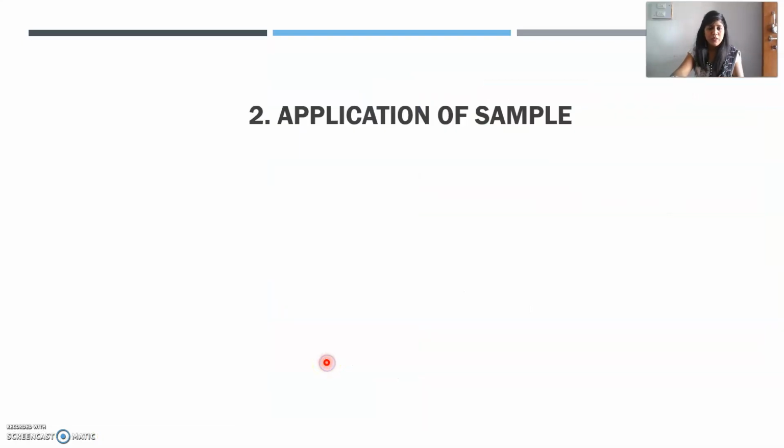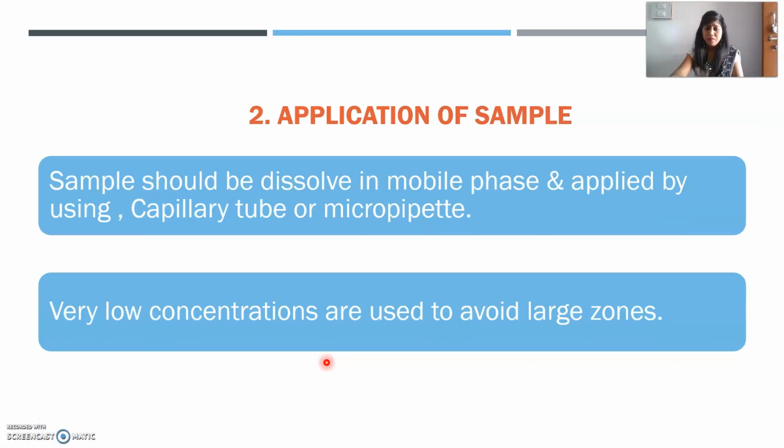Second point of instrumentation is application of sample. The sample should be dissolved in a mobile phase, and the sample application should be in a very minute quantity, and it can be applied by capillary tube or micropipette. And why is a very minute quantity of sample required? Because a very low concentration is utilized to avoid large zones of the analyte.